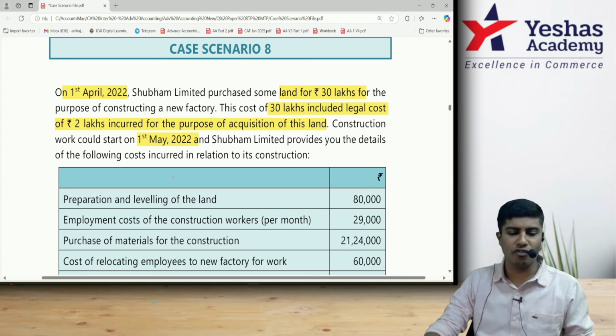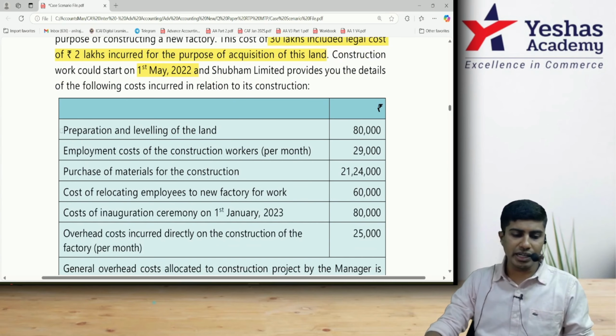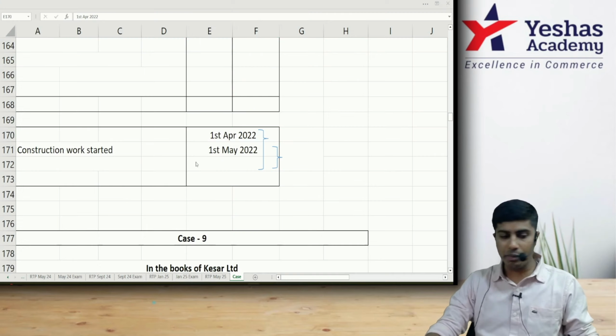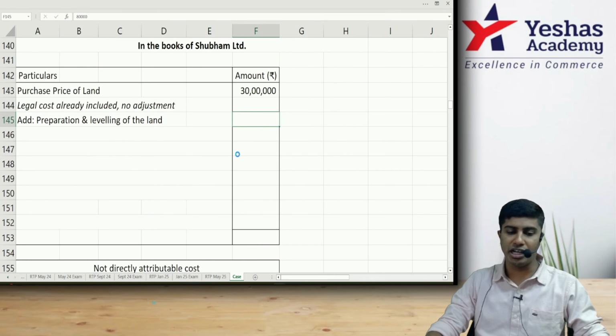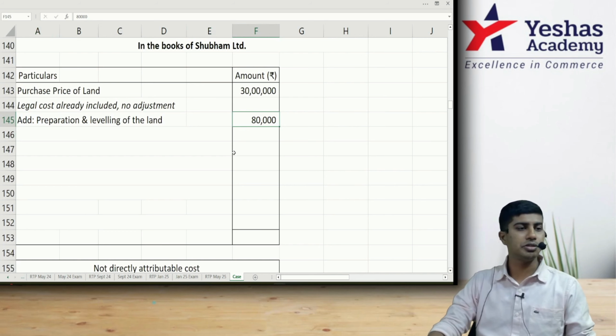Shubham Limited provides the following details. Preparation and leveling of the land. You tell me, can I include this cost? Yeah. Site preparation cost. I will add this to the cost of my asset. Preparation and leveling of land, 80,000 rupees.